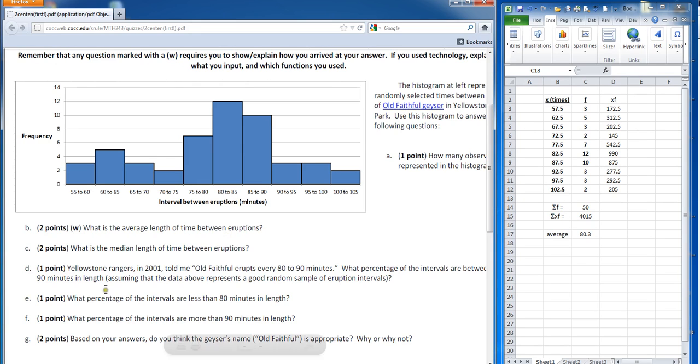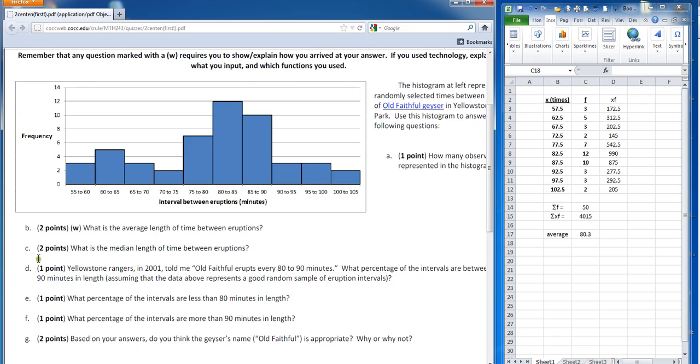Okay. Letter part E, what percentage of intervals are less than 80 minutes? That would be all these guys over here. Less than 80 minutes. So let's see, that's 7, 9, 12, 17, 20, which would be 40%. So you got 40% here, you got 44% here. Next question is, what about more than 90? Well, if we had 40 and 44, altogether that's 84, that must leave 16% left. 16% are more than 90.